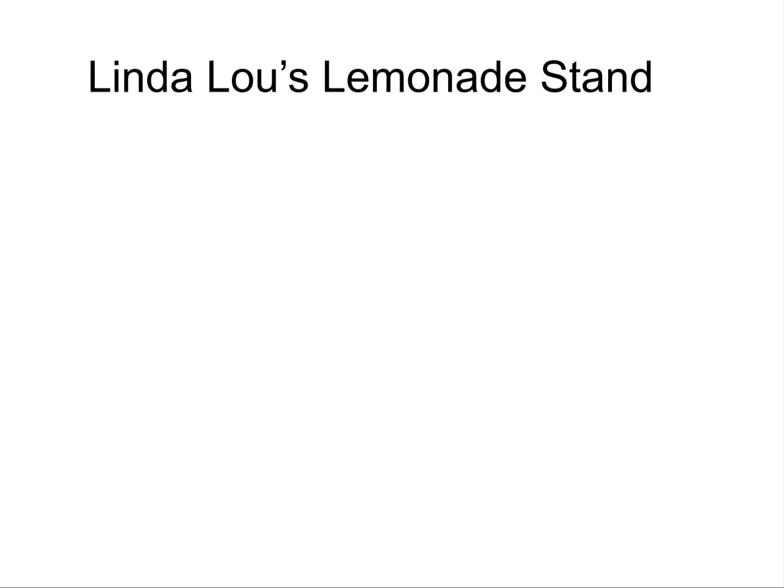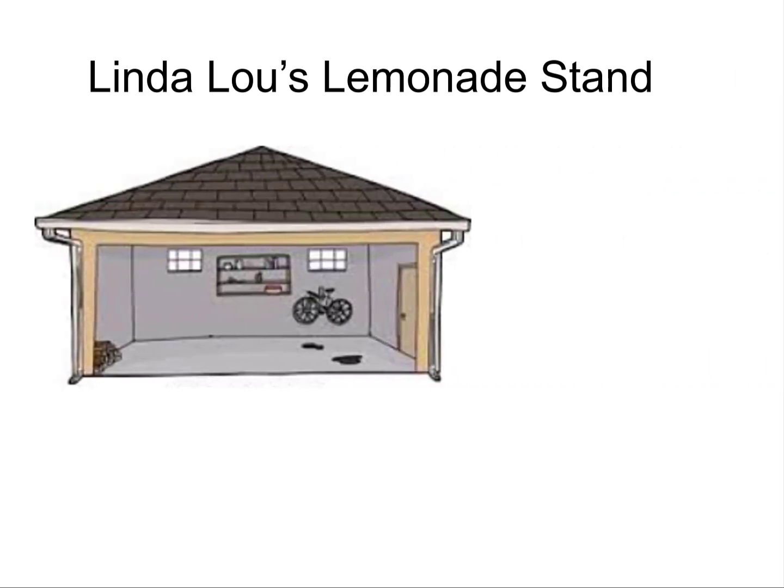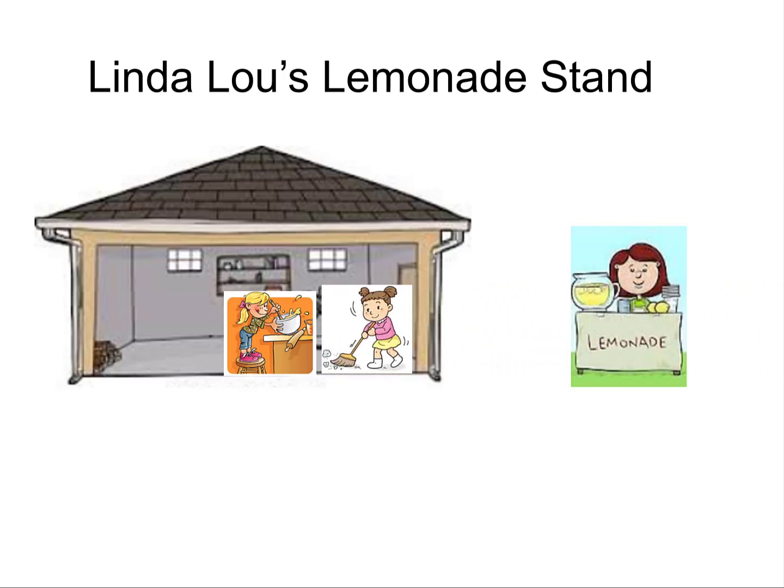So let's use a different type of manufacturing company as an example. Linda Lou has started a manufacturing company. She calls it Linda Lou's Lemonade Stand. She operates the business out of her parents' garage. She hired one of her sisters to mix the lemonade and another sister to sell the lemonade. Linda's youngest sister wanted to be involved too, so Linda hired her to sweep the factory floor, also known as the garage. Mom and Dad provide the water for free, but Linda has to buy sugar and lemons.